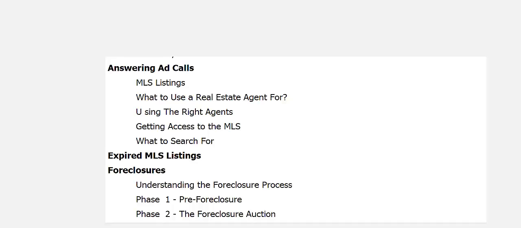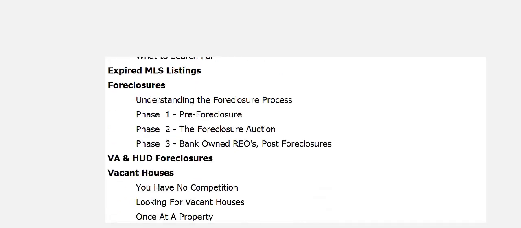What do you search for? Expired MLS listings. Foreclosures. Understanding the foreclosure process. Phase 1 is pre-foreclosure, before the foreclosure. Phase 2 is the foreclosure auction. Phase 3 is bank-owned REOs, post-foreclosures. HUD and VA foreclosures. Then we go into vacant houses.